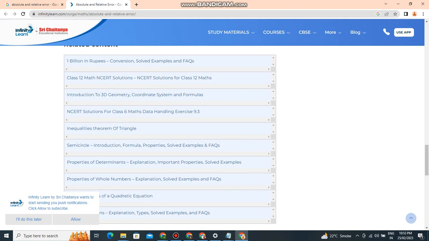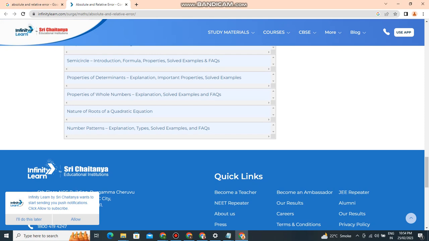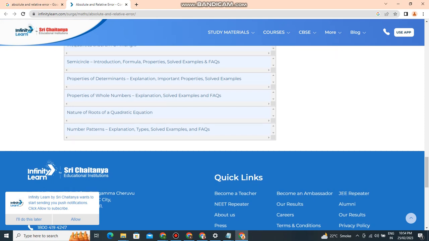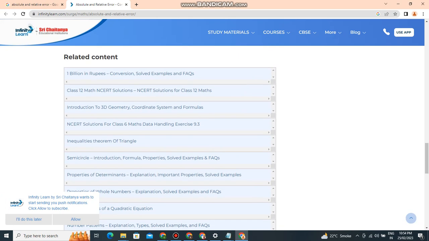Billion in rupees conversion solved. Example and FAQs. Class number pattern explanation tabs. Nature of roots, property of whole number, property of determinant, semiconductors, inequalities, theorem of triangle.